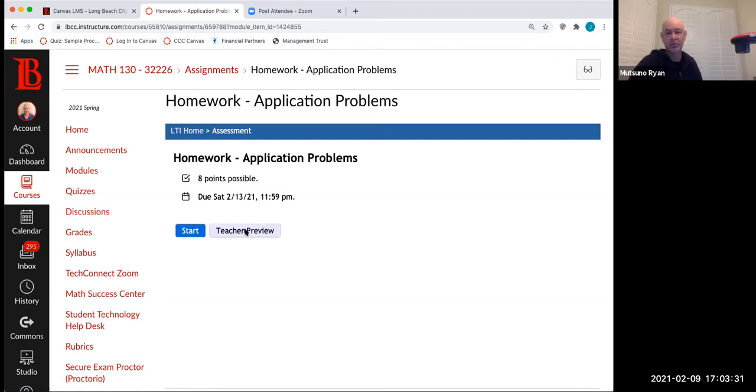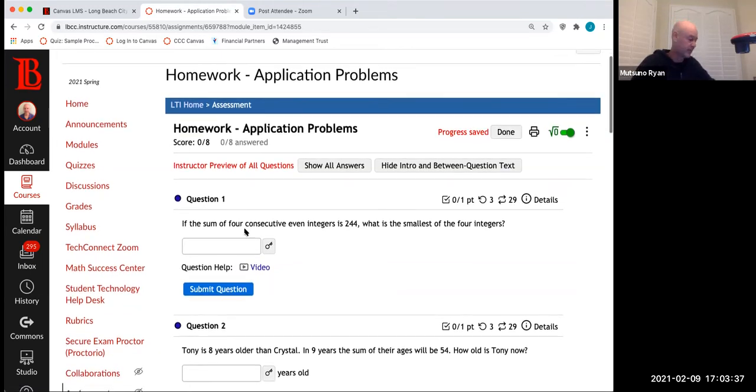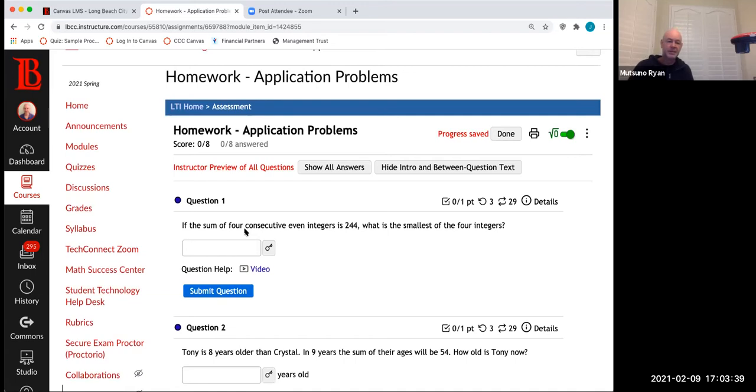And I get a cool view. I get a teacher preview, meaning I can see all the questions at the same time. So let's start with number 1. It says, if the sum of 4 consecutive even integers is 244, what is the smallest of the 4 integers?